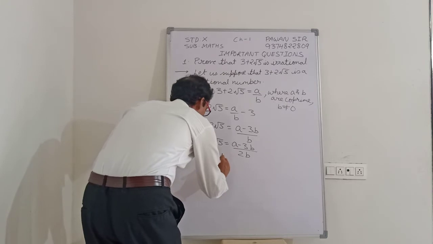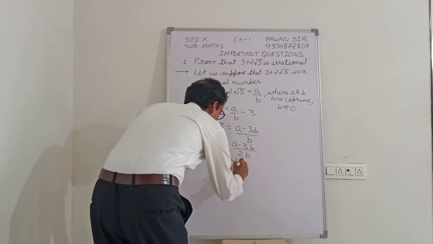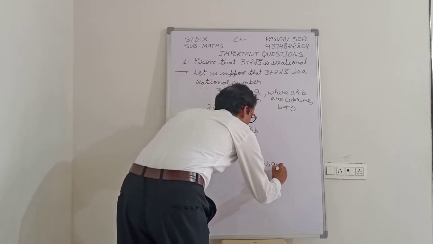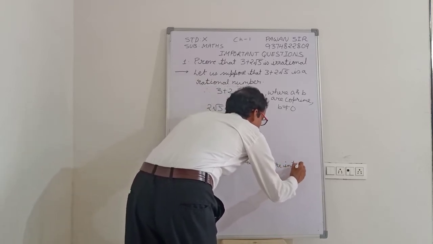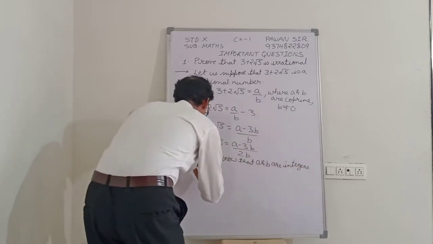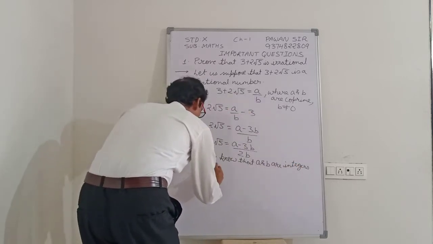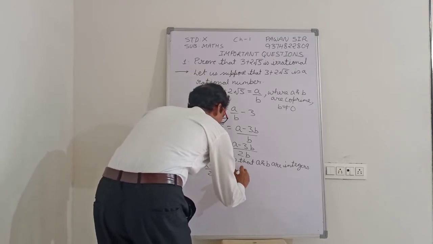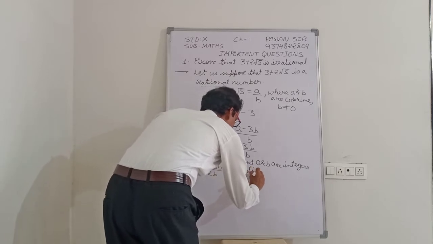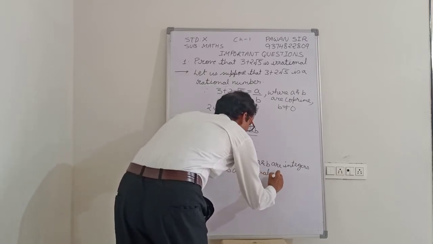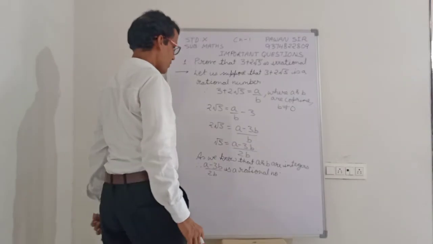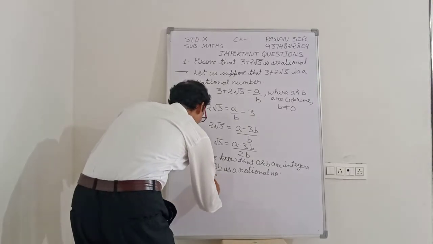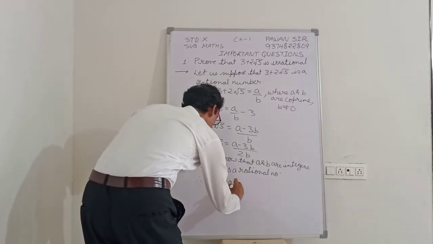As we know that a and b are integers, therefore a minus 3b upon 2b is a rational number. So if the right hand side is a rational number, then the left hand side is also a rational number, therefore root 5 is a rational number.